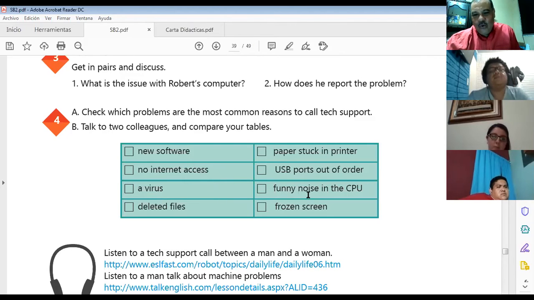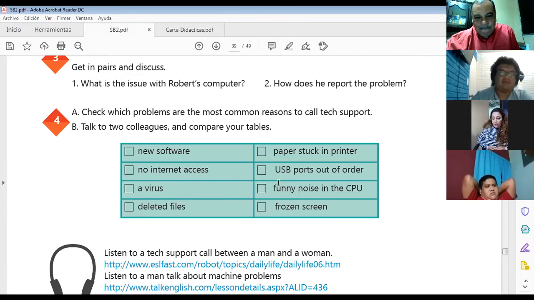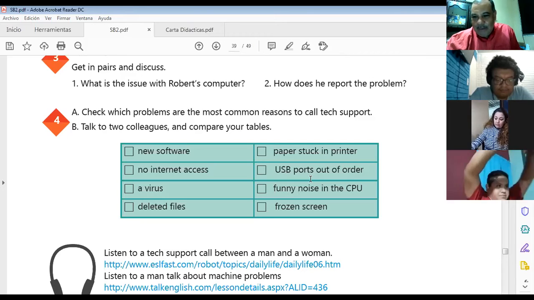Funny noise in the CPU, es un ruido raro en el CPU. More questions? USB ports out of order. Ahí donde usted inserta su memoria, esos son los puertos USB. Entonces están sin trabajar. No están trabajando los puertos USB.